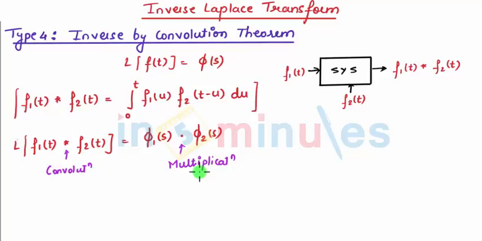What is important in this theorem, when we solve by inverse and want f1 of t convolve with f2 of t, is that you should remember phi 1 of s and phi 2 of s should be standard functions. Standard function means we can easily say the standard formulas of both functions. So I can discuss some sums on this.